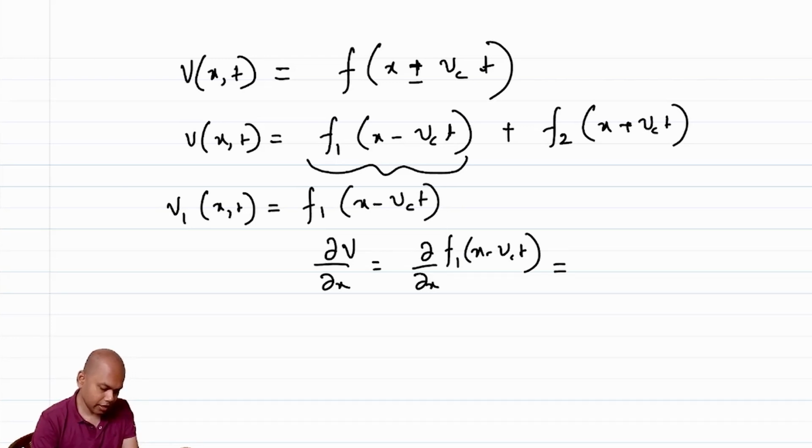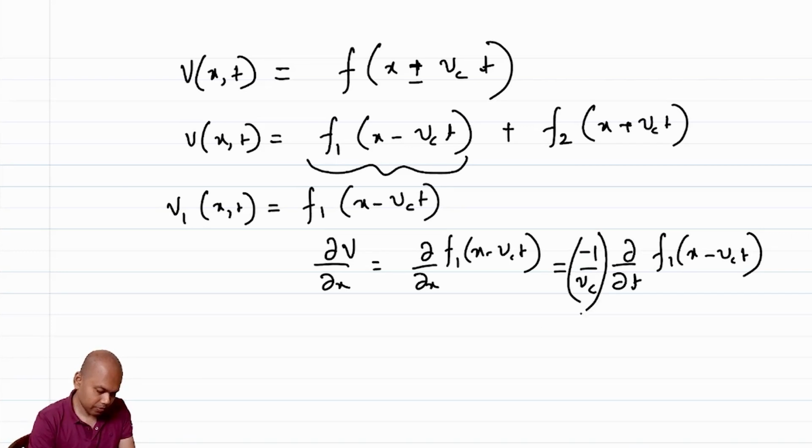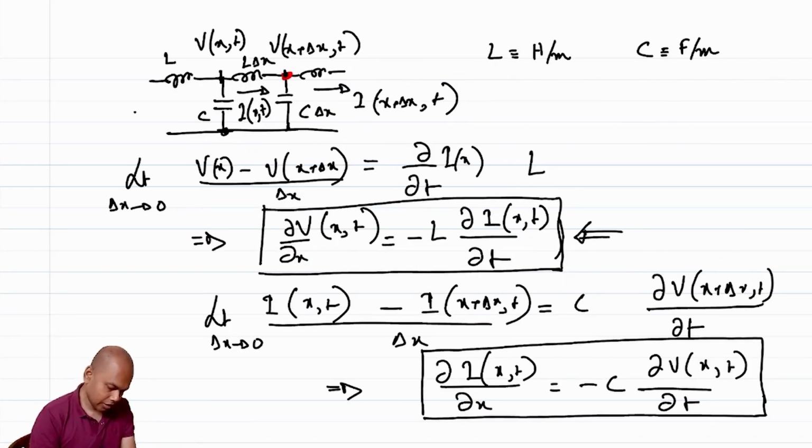This is exactly equal to the derivative with respect to time of f1 of x minus v_c t, but I also multiply or divide this by 1 over v_c, with a minus sign. I have to divide this with v_c, right? These two are identical. This will be helpful in the next step, because I am going to use this equation.